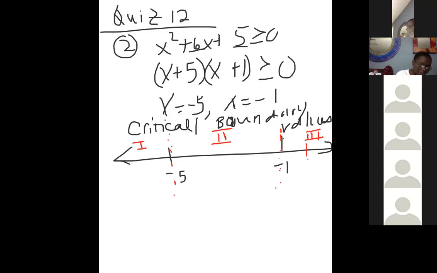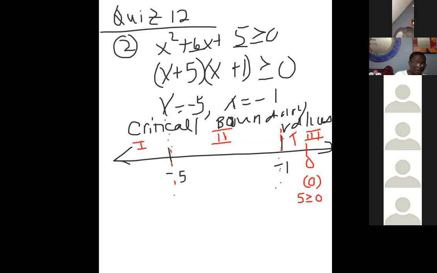By the way, 0 is right there. Now, when you are testing these regions, the best value, of course, to test with is 0. So you take the 0, go back into the original problem, plug it in, substitute it in for every single x. When you plug it in, what you end up with is 5 is greater than or equal to 0. So you ask the question, is 5 greater than or equal to 0? Yes. 5 is definitely greater than or equal to 0. So that makes region number 3 true.